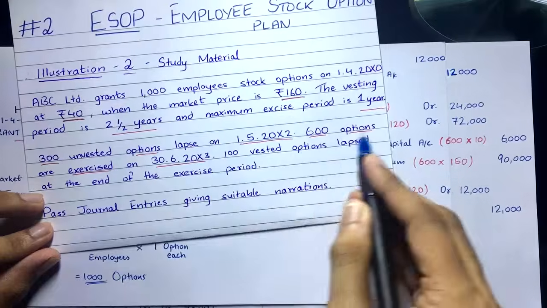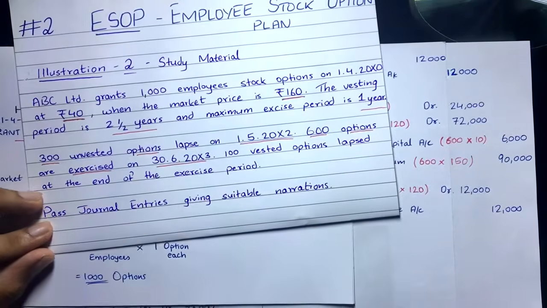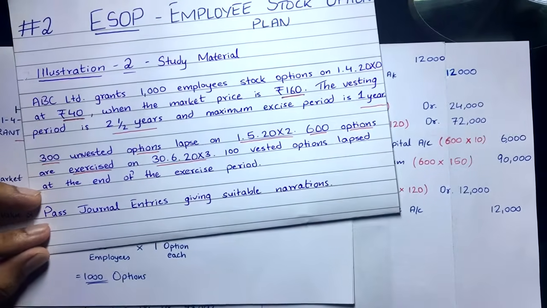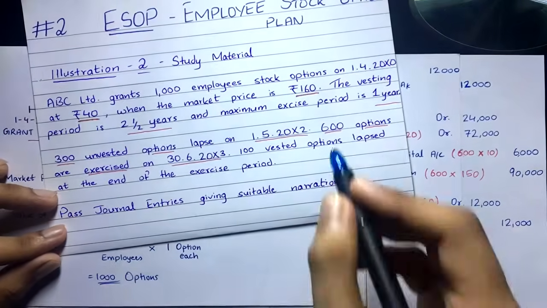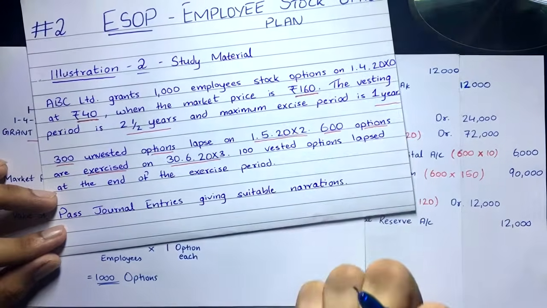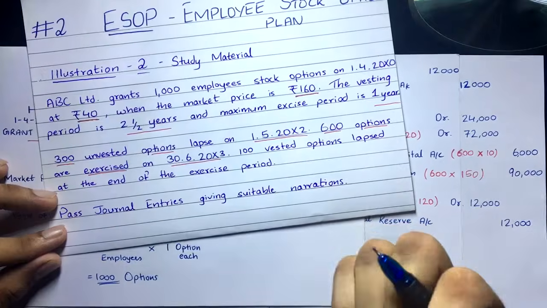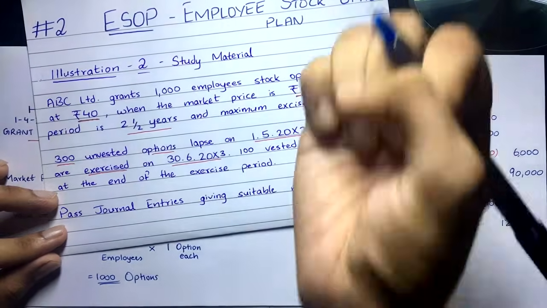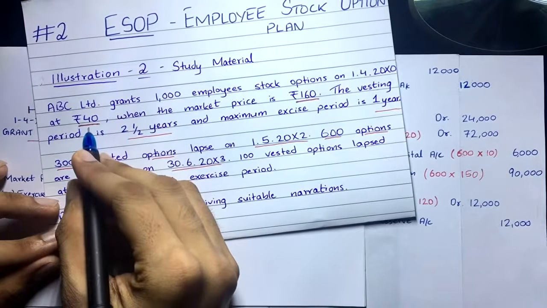600 options are exercised on 3620x3. Yeah. So here what is happening? Here the employees have exercised their option. They have purchased the shares. उन लोगों ने purchase कर लिए shares at an exercise price. हमको exercise price आएगा ना, हमने 40 पे उनको shares दिए हैं, है क्या नहीं?